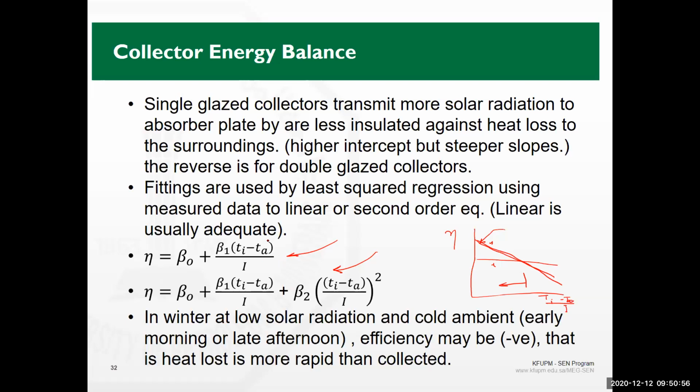If you are okay with the first order analysis for a straight line formula, then you can use this one. Otherwise, if you are more meticulous and you see that it's not really a linear relation but looks like a second order relation, you have this there. And these coefficients B naught, B1, and B2 are always given. Again, B naught looks like Fr into tau alpha. B1 is Fr into UL, if you compare it simply to the equation that we have shown earlier for the energy balance.